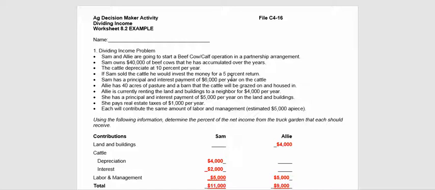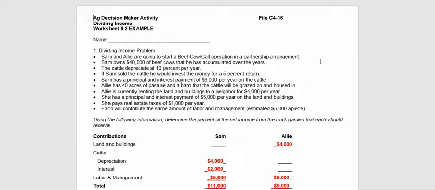Sam and Allie. Sam owns $40,000 worth of beef cows that he's accumulated over the years. These cows will be depreciable at 10% a year. And if Sam sold these cattle, he could invest this money for a 5% return. Sam has a principal and interest payment of $6,000 per year on these cattle.